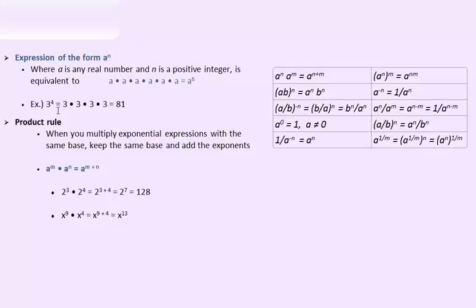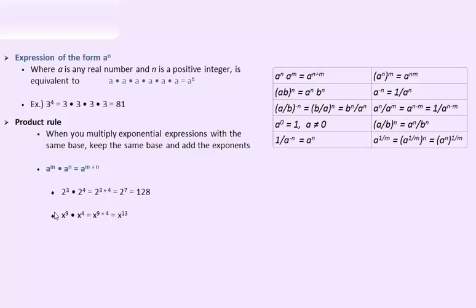Or in our example below, 3 to the fourth, we see we have 3 multiplied by itself 4 times. Our chart on the right quickly summarizes all the rules that we will review. The first rule we have is the product rule. When you multiply exponential expressions with the same base, we keep the same base and add the exponents.